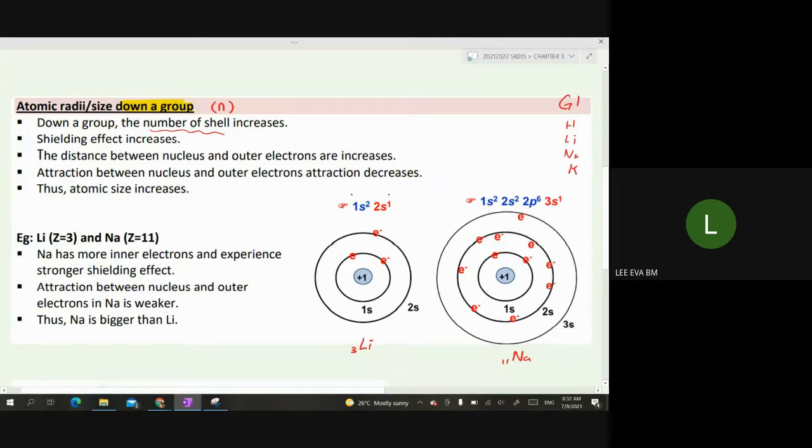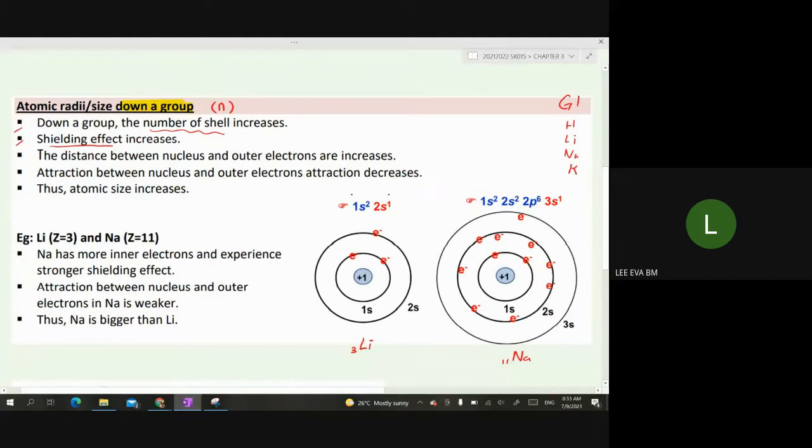So when this shell increases, again, shell is related to screening or shielding effect. So we will talk about shielding effect. Tadi across period Madam cakap Z dengan Zef sekali kan. So bila awak mention shell, awak kena mention juga untuk shielding effect. So ini adalah satu pair. N dengan shielding effect satu pair. Okay, so when the number of shell increases, the shielding effect increases.